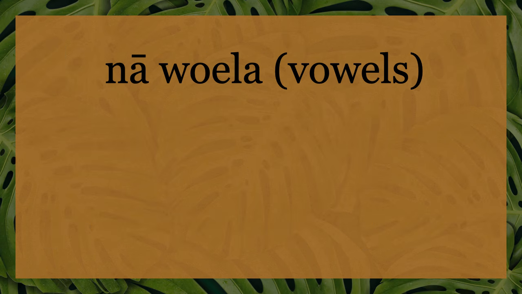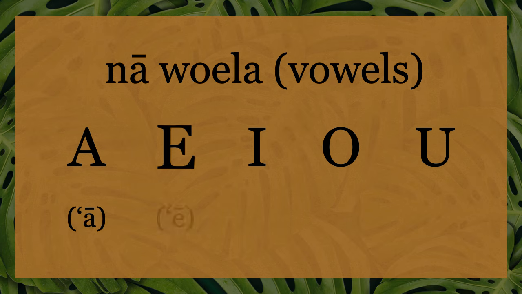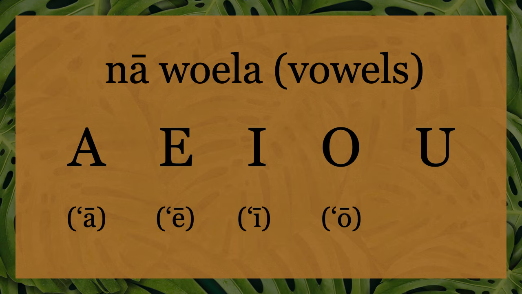The Hawaiian alphabet begins with the 5 vowels, or vowela. A, e, i, o, u. In English, we know these as a, e, i, o, u, but let's use the Hawaiian pronunciation. A, e, i, o, u.